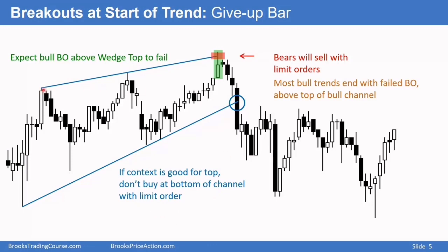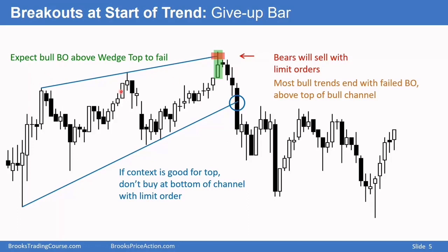The context is pretty good for the conversion of a bull trend into either a trading range or a bear trend. Do I want to be buying with a limit order at the bottom of the channel? Not really, especially after 3 consecutive bear bars. If the context is good for a reversal and a conversion from a bull trend into either a trading range or a bear trend, do not place a limit order to buy the bottom of the channel.